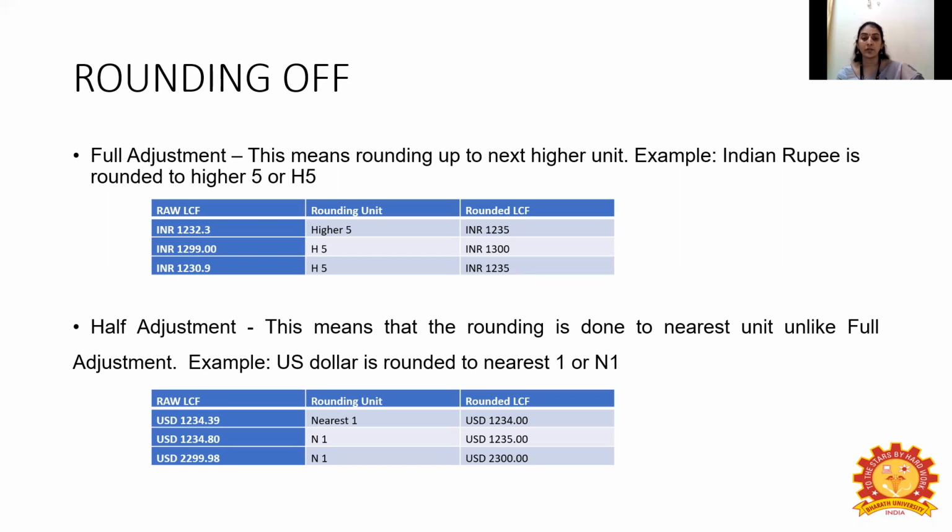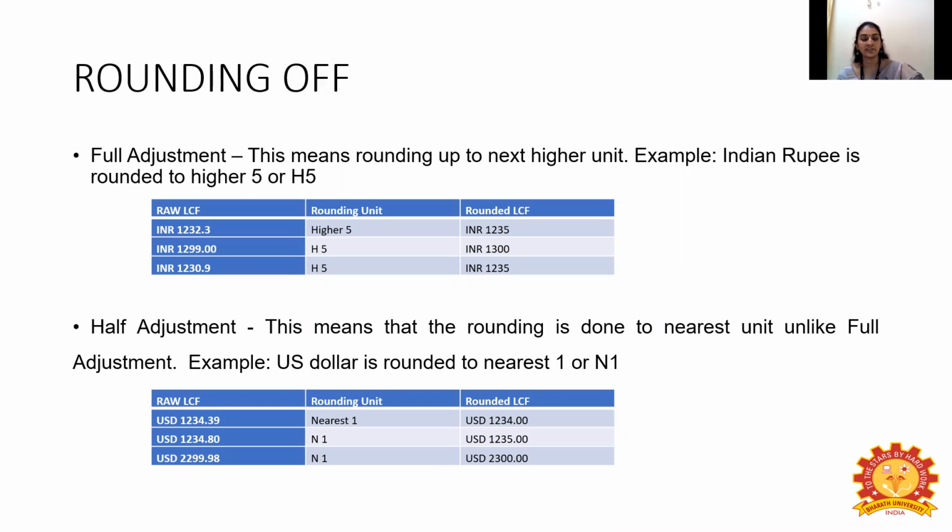But here we cannot make it into 1231. It is 1235. So the higher unit of 5 is rounded off. This is in India. But whereas in the United States of America, see how the rounding is done. The rounding is done to the nearest unit, which is not similar to full adjustments. So the raw data 1234.39 is just rounded to the nearest one, 1234.